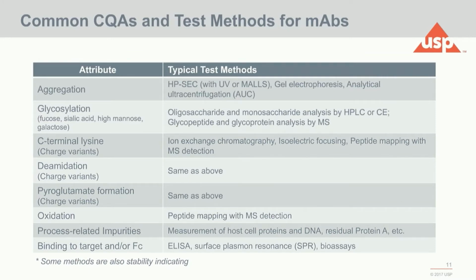And then the last two items on this list I won't talk about today specifically, but process-related impurities would include things like host cell protein, host cell DNA, residual protein A. There are a number of ways of looking at this. And then binding to the target or to the Fc receptor. That's typically done using ELISA, surface plasmon resonance, and specific bioassays.